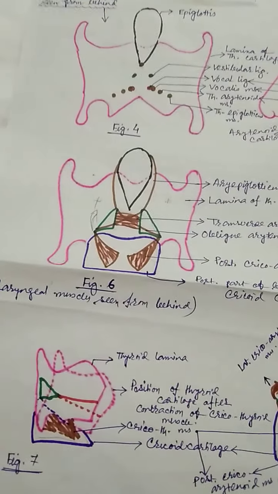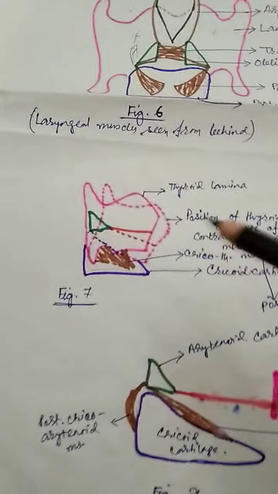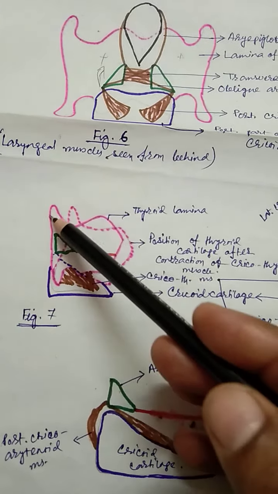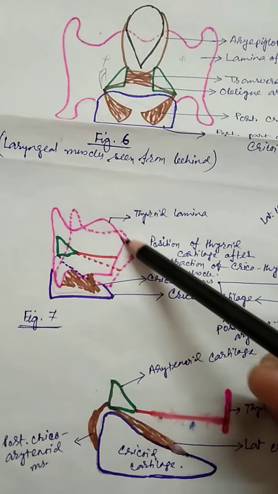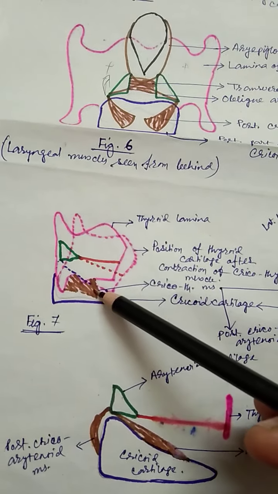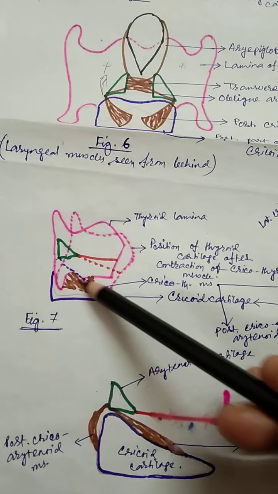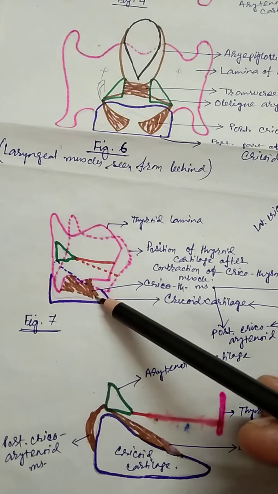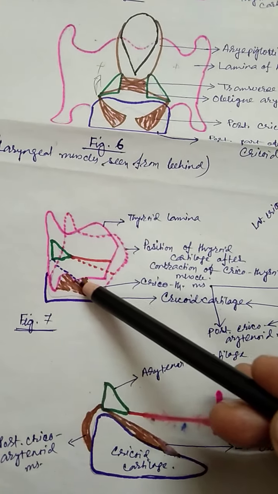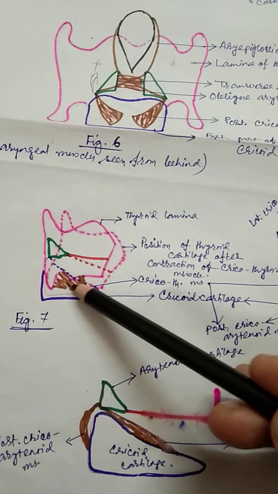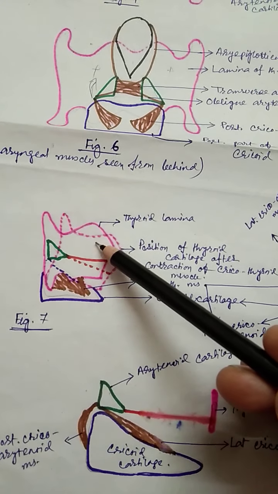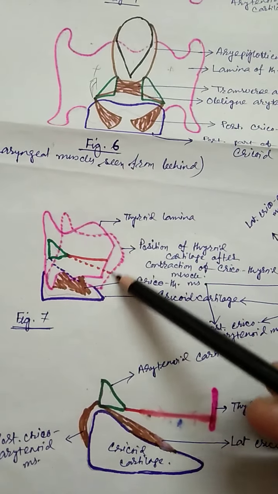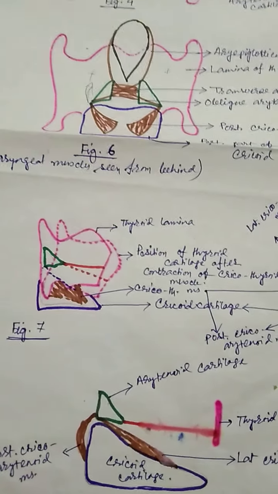So how does the cricothyroid muscle do its function? Here you can see the continuous line is the normal position of the thyroid cartilage, and the dotted line is the position of the thyroid cartilage after contraction of the cricothyroid. This is the cricothyroid muscle, coming from the lateral surface of the cricoid cartilage up to the inferior margin of the lamina of the thyroid cartilage. If the muscle contracts, obviously the lamina of the thyroid cartilage descends downward and forward.